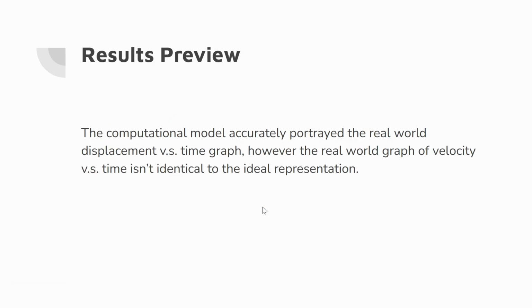Now, the results of the experiment show that the computational model accurately portrayed the real-world displacement versus time graph. However, the real-world graph of velocity versus time is not identical to the ideal representation given by the coded model.